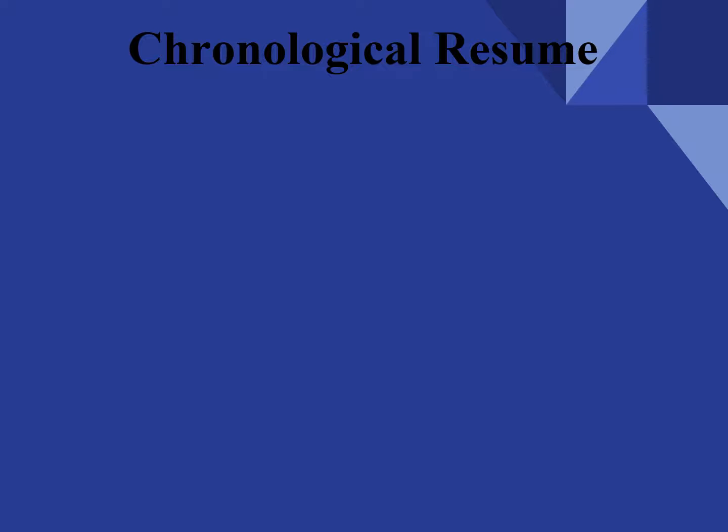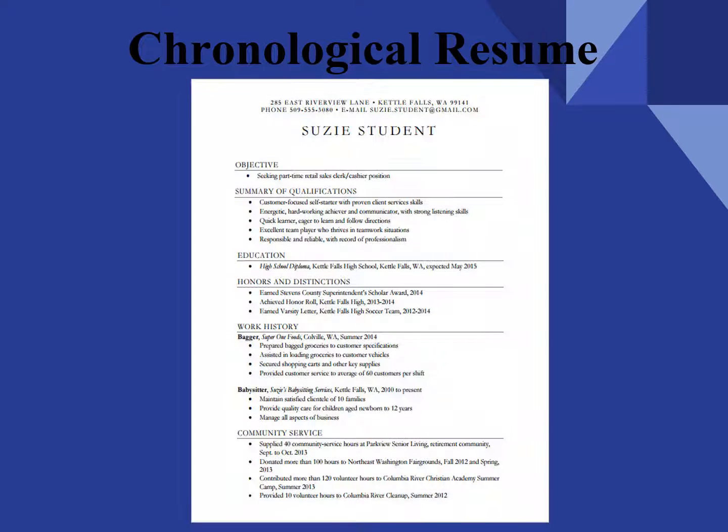Work experience is listed in reverse chronological order, with the most recent first, accompanied by a brief description of the duties performed in each position. This resume type is most frequently used by individuals with several years of experience in a single career field. When looking into the example, you can see under work experience how she was a bagger in 2014 and then a babysitter in 2010. So this is what a chronological resume looks like.